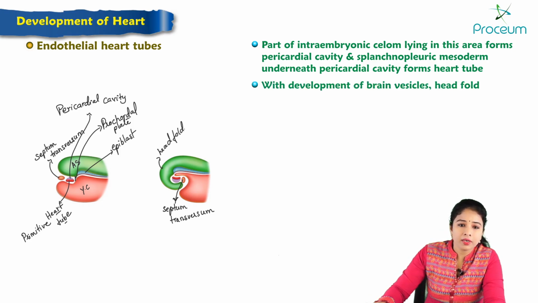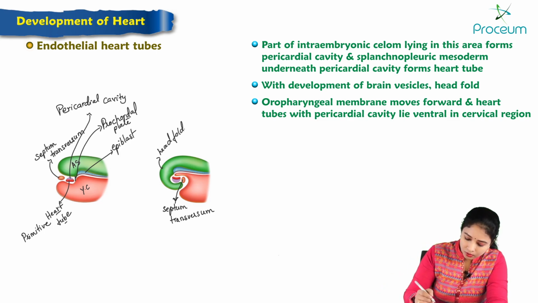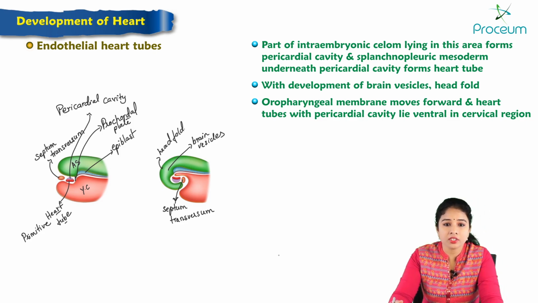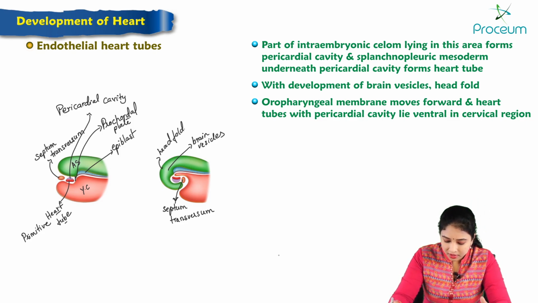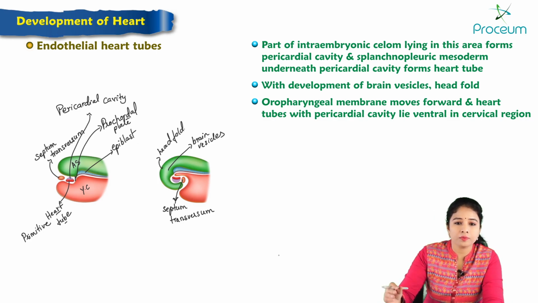With the development of brain vesicles in the head fold, the oropharyngeal membrane moves forward and the heart tubes with the pericardial cavity lie ventral to the cervical region. You can see the head fold, and these are the brain vesicles which are developing. Because of the enlarged head fold, you can see the heart tube and pericardial cavity lie ventrally, and also the septum transversum moves caudal to the heart tube.